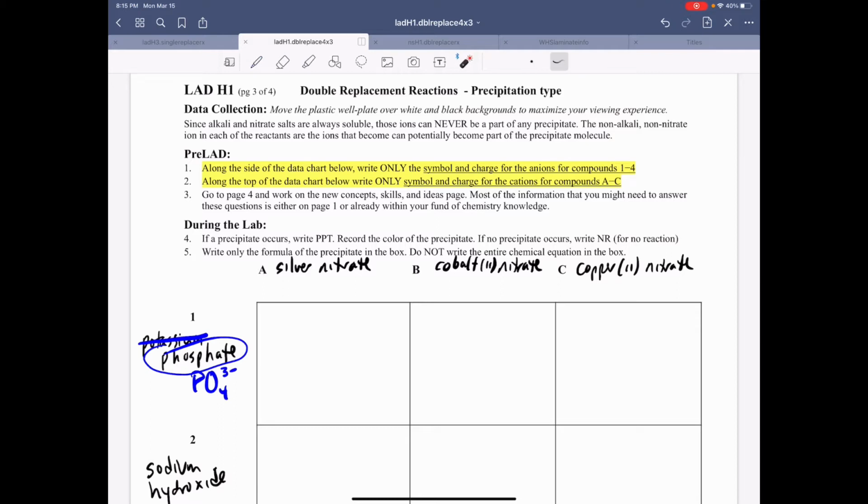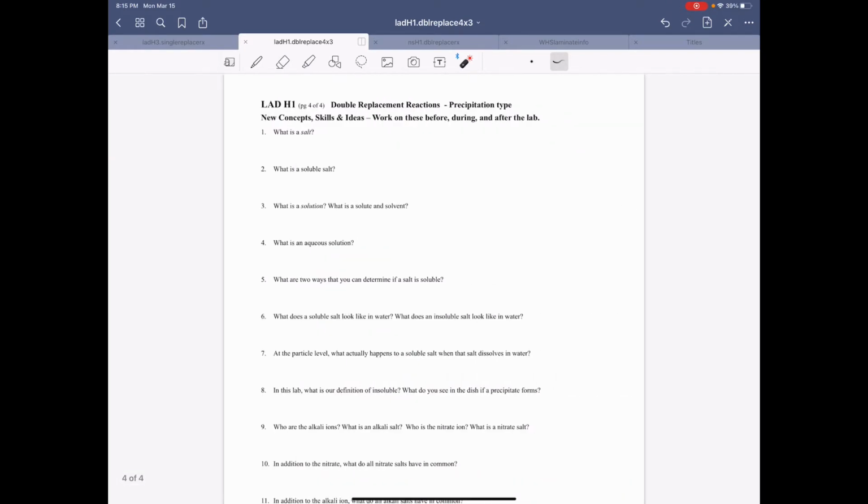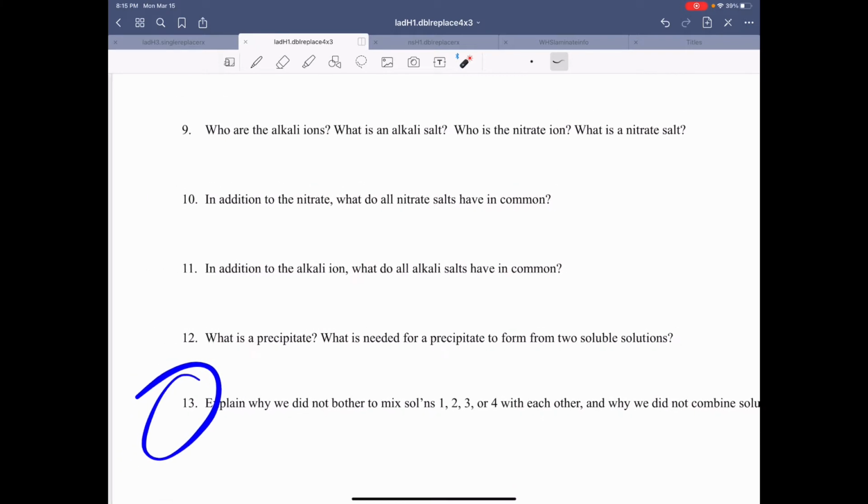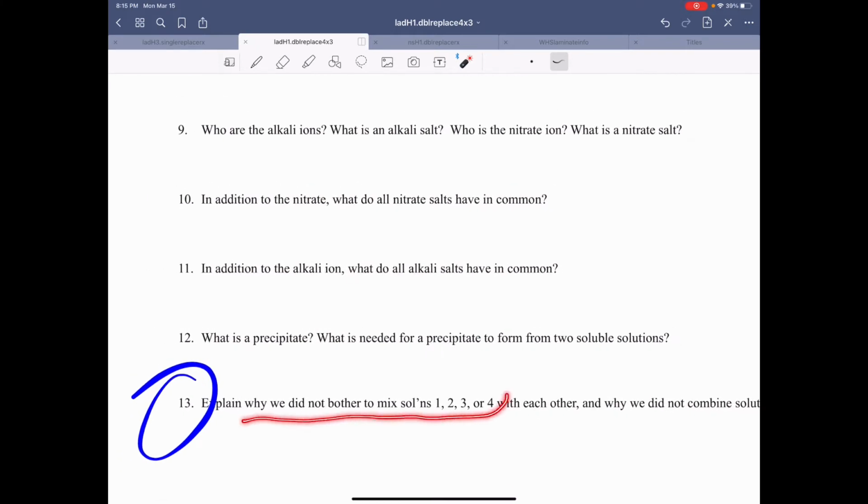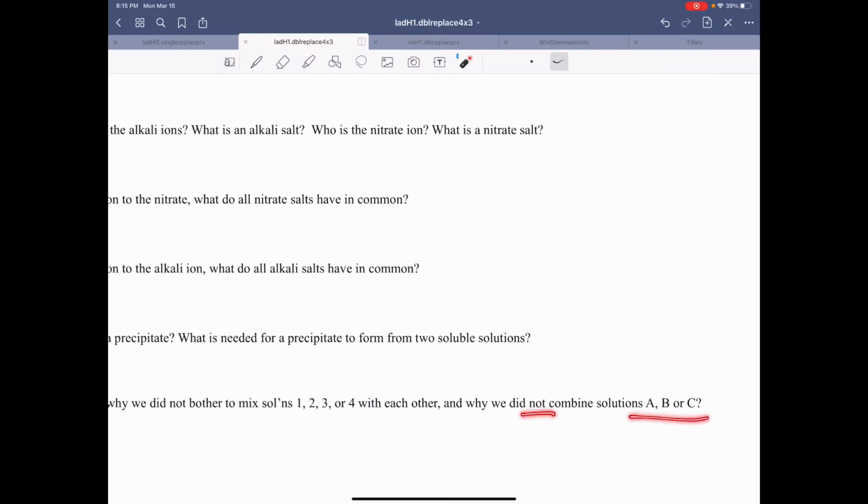Whereas along the top of the data table, only the symbol and charge for the cations. So again, you should not be writing silver nitrate, but crossing off the nitrate, you should only be writing the silver ions, the cobalt 2 ions and the copper 2 ions. This is really important and should lead you to paying attention to question 13, why we didn't bother to mix solutions 1, 2, 3, or 4 with each other, and why we did not bother to combine solutions A, B, or C with each other.